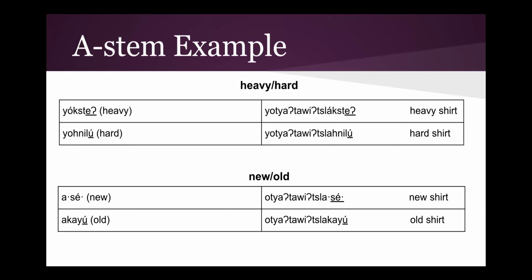So now when we get to the new and the old, take note of this O. The O is out here. Hodyat dawit slas. Hodyat dawit slaze. A new shirt. Hodyat dawit slagai. Hodyat dawit slagayu. It's an old shirt.